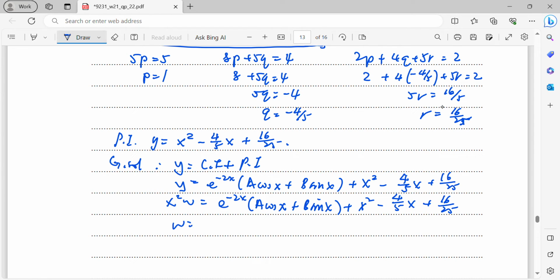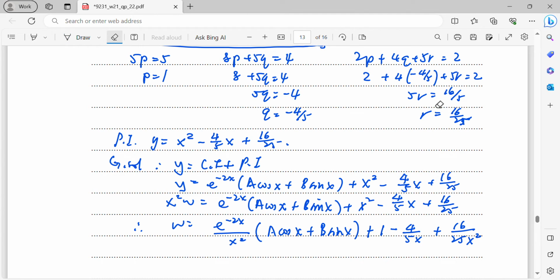So your w is e to the negative 2x over x squared (A cos x plus B sin x). So plus all of this divided by x squared. So here I will get 1 minus 4 over 5x plus 16 over 25x squared. So that is your solution of w.